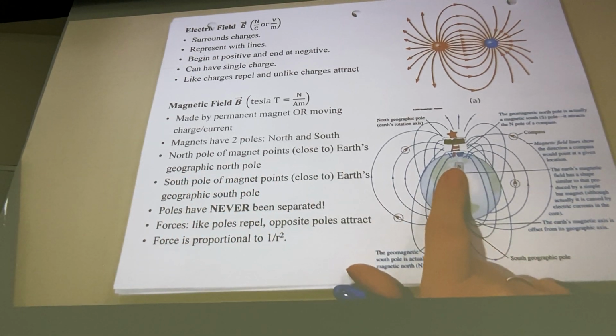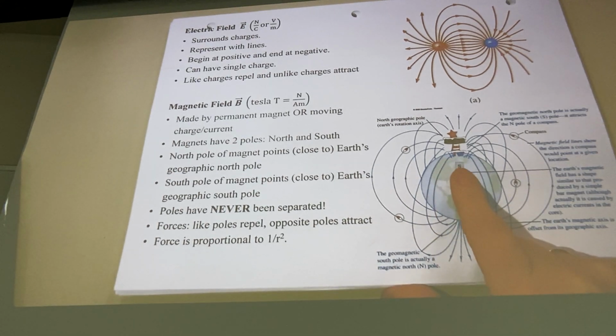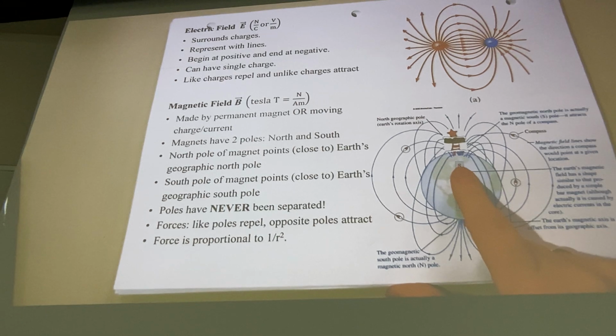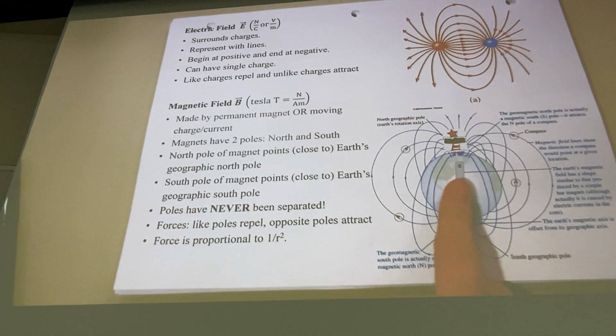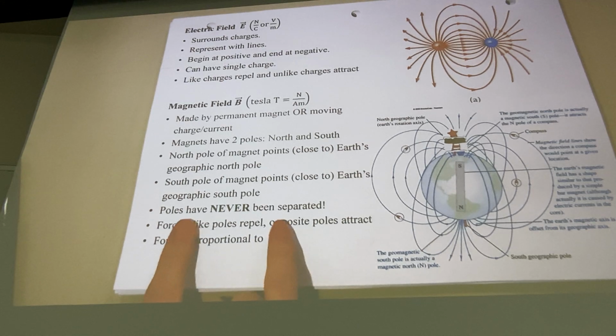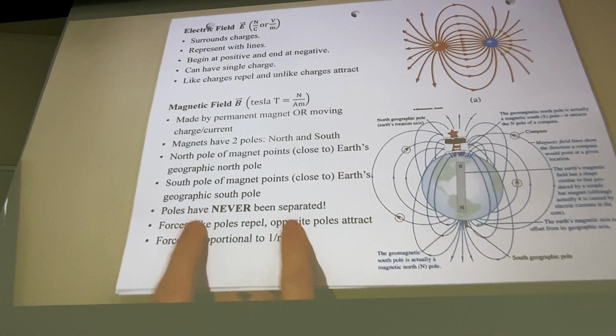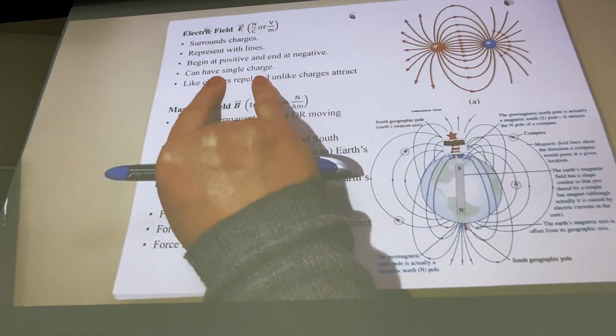Because the north pole of a magnet points towards the north pole of the Earth, it means that the north geographic pole of the Earth is actually a south magnetic pole. That's sort of neat. So the Earth looks like a bar magnet where south is up top and north is down bottom.